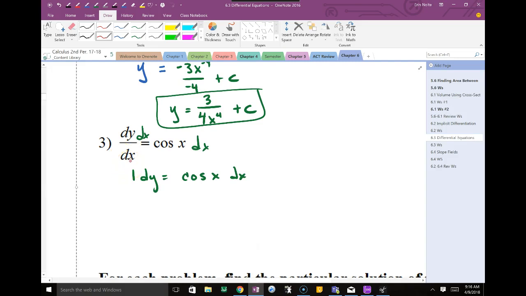Now what do we do? Derive. Integrate. Antiderive. Derivative of 1 dy.